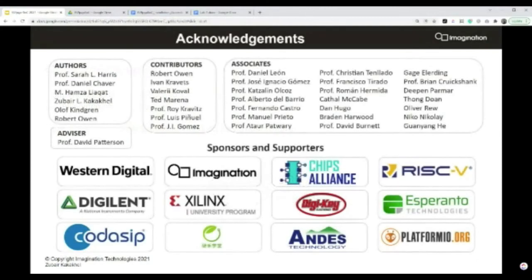All right, this was a very large team effort with lots of authors and lots of sponsors and supporters. Imagination was definitely leading the charge, but the Swerve core is by Western Digital, the Nexys board is by Digilent, and the whole RISC-V ecosystem is necessary. And the authors: Sarah Harris, Daniel, Hamza, Zubair, myself, Olaf. Olaf is the author of SweRVolf. Robert Owen was leading the overall team and effort as well. But there are many, many associates, testers, and helpful contributors. Professor David Patterson advised us a bit as well.